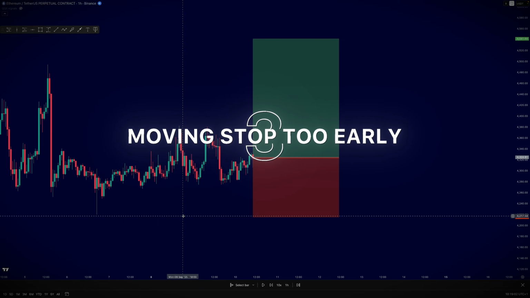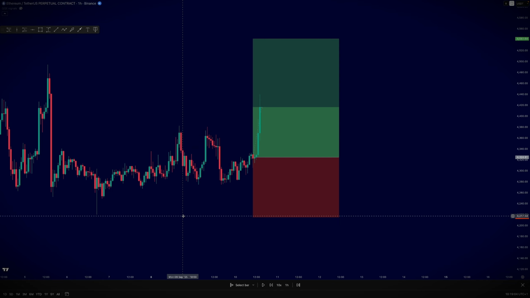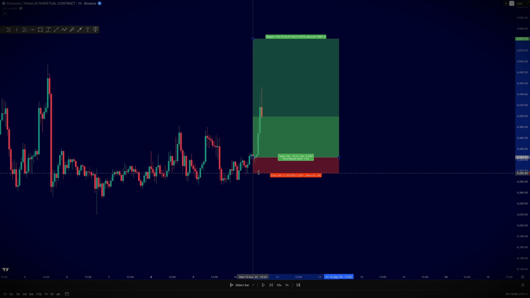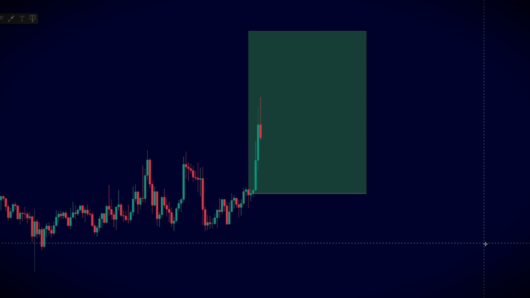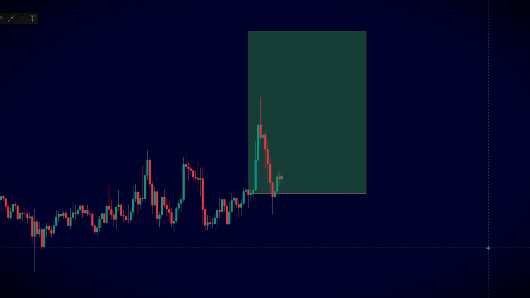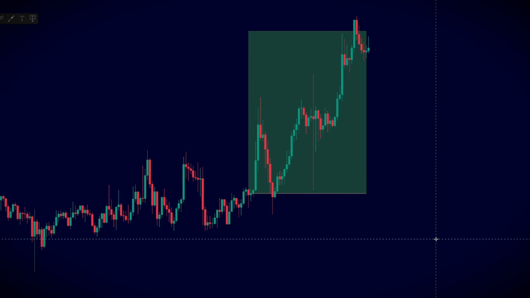The third mistake is moving your stop to break even too early. Traders fearing profit loss often move stops to break even too early. Consequently, a small pullback stops them out before the price hits their target without them. Trust your system. Keep your stop only at the original level. Or, if you really want to, only move it when the price reaches 1.5 times your risk, not before.